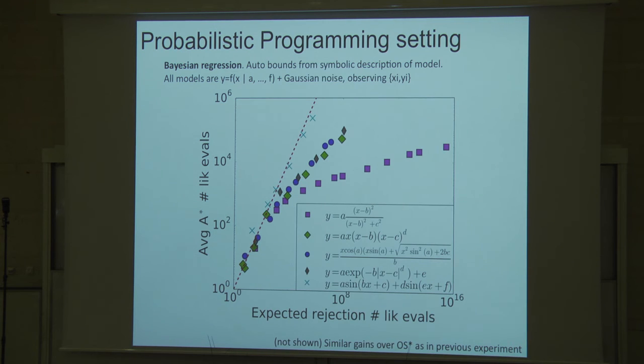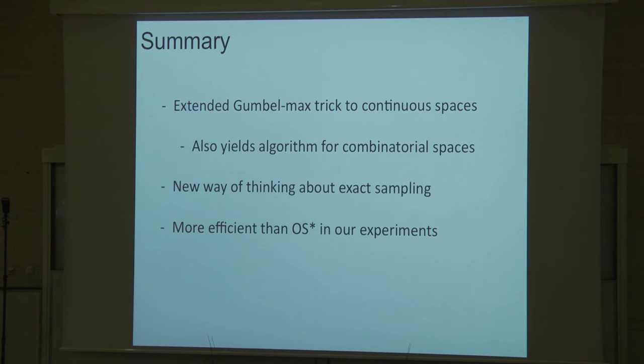The user could just write down this symbolic expression, and then what we're able to get back is exact samples. Okay, so I'll just wrap up there. To recap, we've taken this Gumbel-Max trick. We've asked, what happens in continuous space? Can we think about a sampling algorithm based on that? And it gives both a new way of thinking about the sampling problem and an algorithm that seems to be more efficient than the most closely matched comparison.